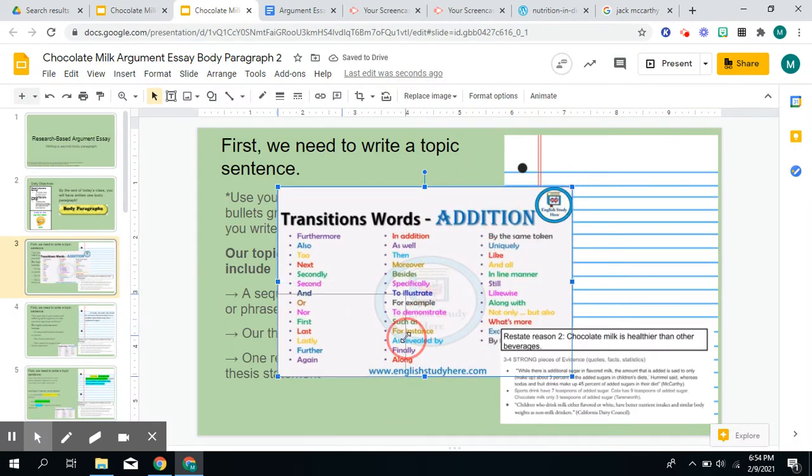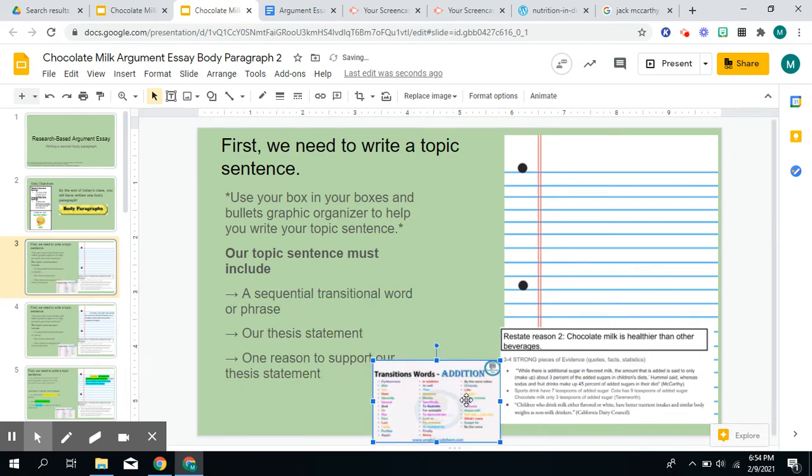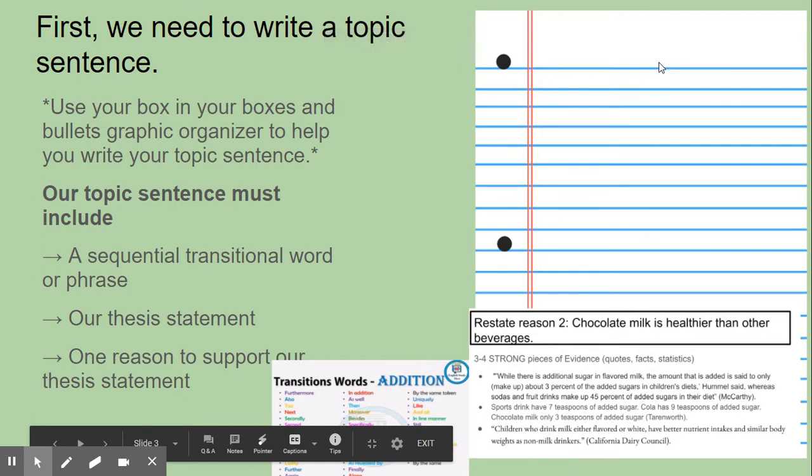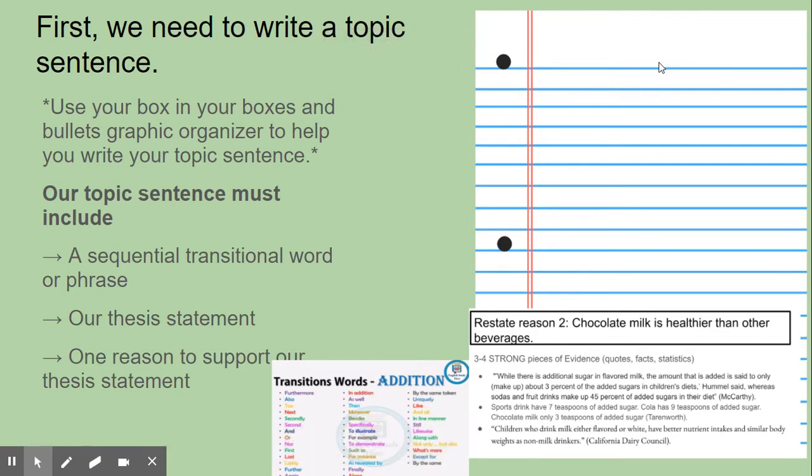So I'll say secondly, and then I need to restate my thesis statement or a claim. So secondly, chocolate milk should be served in schools. And now I need my reason. So I'll say chocolate milk should be served in schools because, and that leads on to a reason. I'll check my box because it is a healthier option than other beverages.